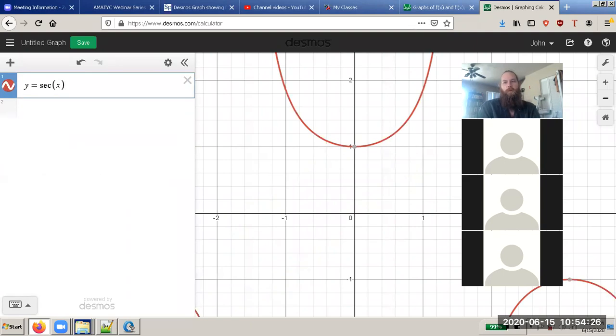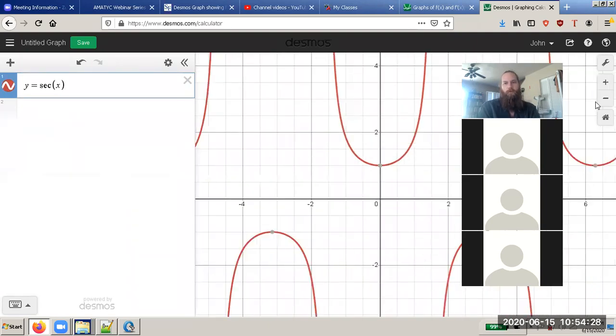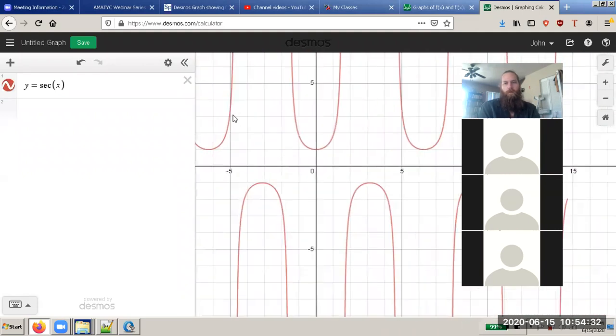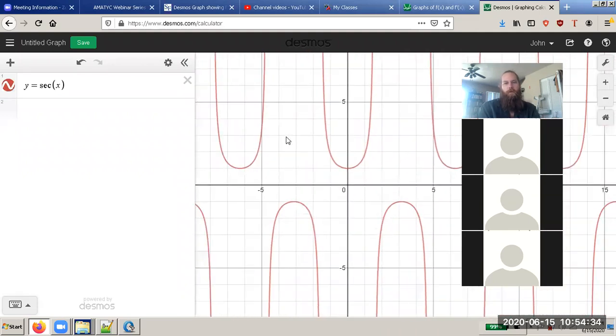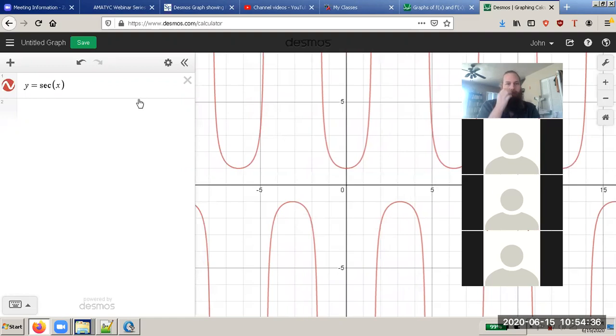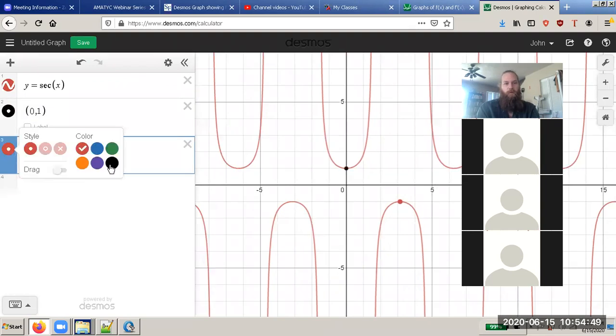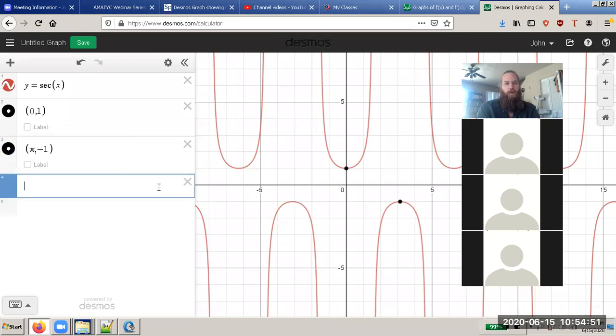So here it is in all of its wonky glory. Does anybody see any locations of horizontal tangents? About there. 1 and -1. Yeah, well, so up here at 0, comma 1, down here at pi, comma -1, over here at -pi, comma -1.